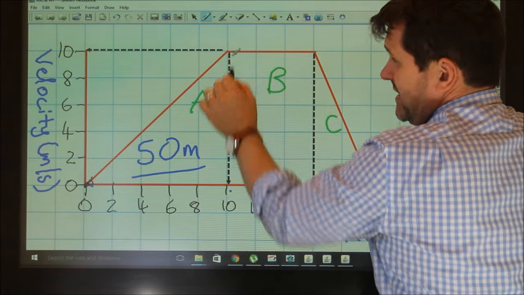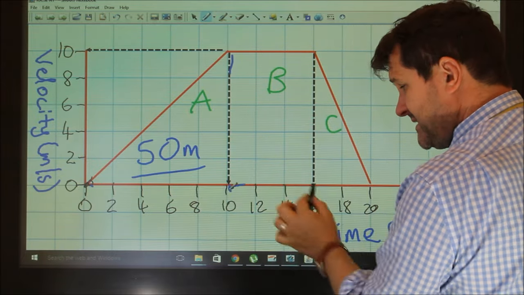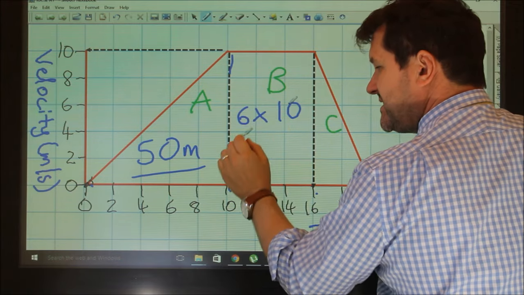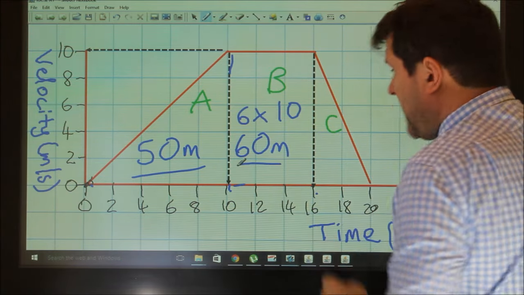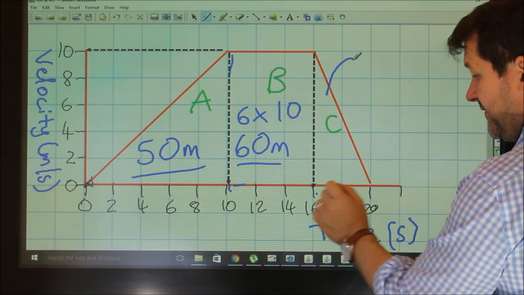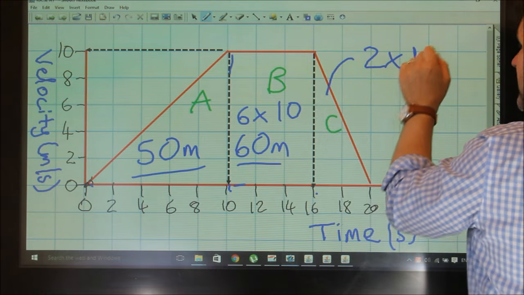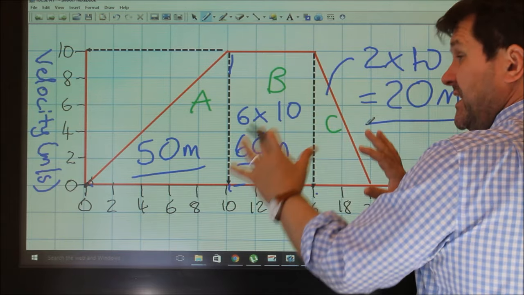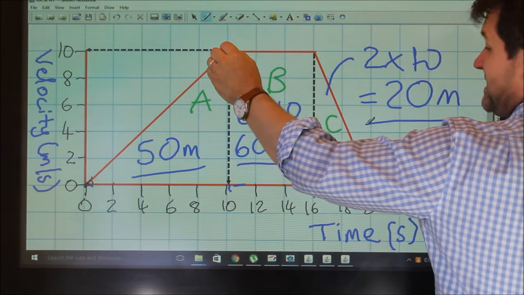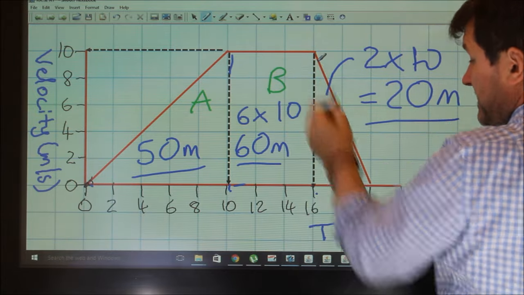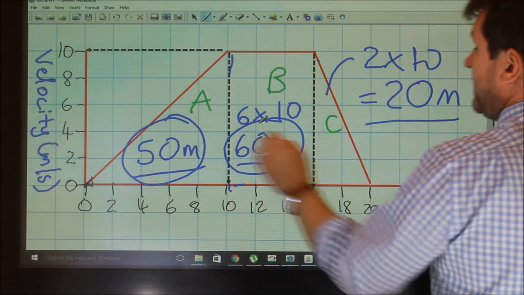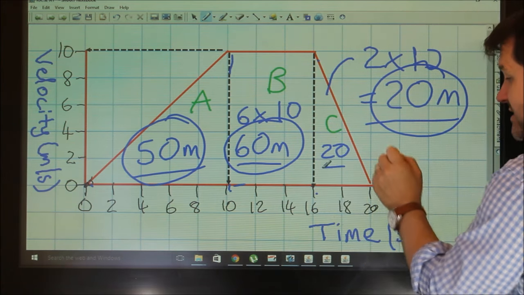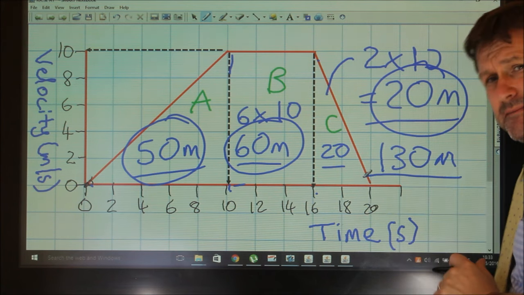Now B is not a triangle, it's a big rectangle. The base of it goes from 10 to 16, which is 6. The height is 10, 6 times 10 is 60 meters. And the last one, 1/2 base times height, 1/2 of 4 is 2, times height, which is 10, gives you 20 meters. So the total distance that this person has traveled whilst they've accelerated to 10 meters per second and they've traveled at a constant speed, and then they've decelerated, is 50 plus 60 plus 20, which is 130. So the total distance is 130 meters.